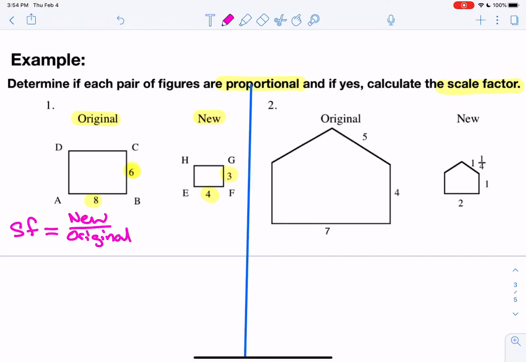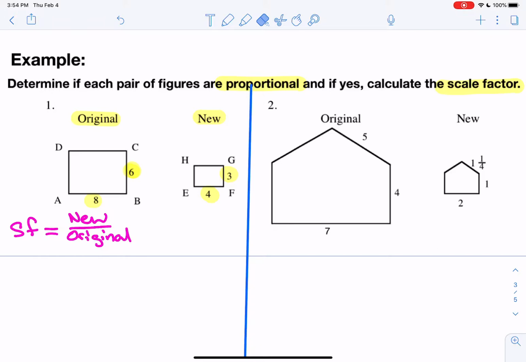Now, once again, it doesn't matter which sides you choose first, because you're going to have to check all the sides to make sure that every single side works to really know if it's proportional. So remember, all it takes is one side not to work to make it not proportional. So you have to make sure there's a scale factor and that it's the same number for all the sides.